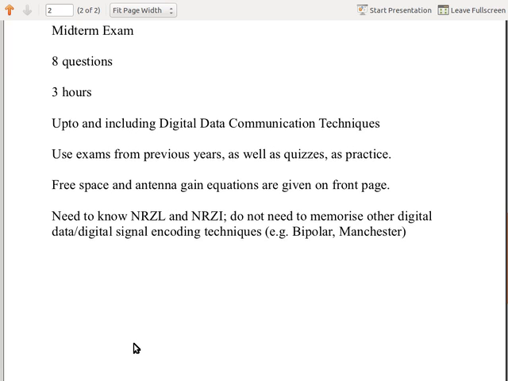As you saw in the quiz, you need to know what is shift keying, what is amplitude shift keying, what is phase shift keying, what is phase modulation, frequency modulation. You need to just know what they are. So if I gave you a picture, you could interpret what it means about those techniques. And that's all I can think of in terms of hints for the exam.